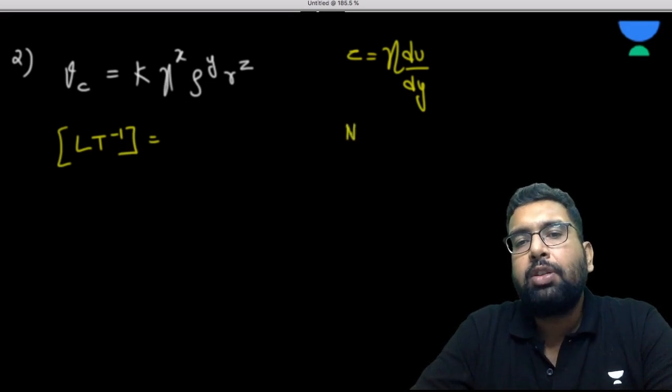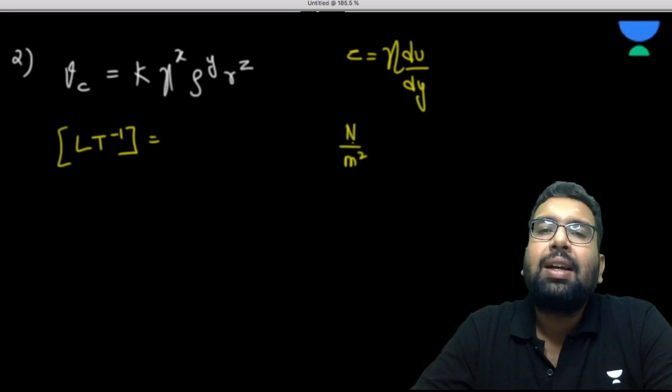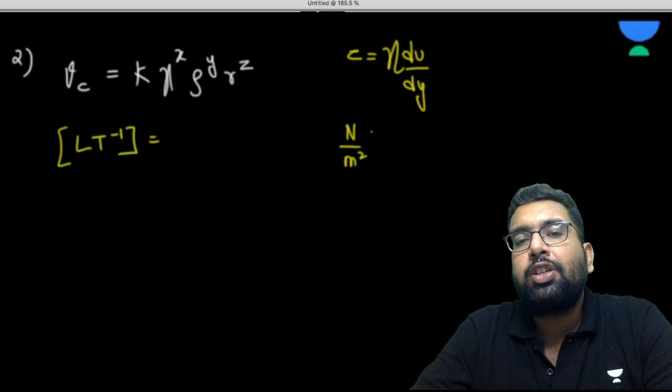So what is the dimension? We can first get the unit if we want. So what is the unit of the stress? It is Newton per meter square. What is this dy? dy is change in length. So it is going to be multiplied by meter.